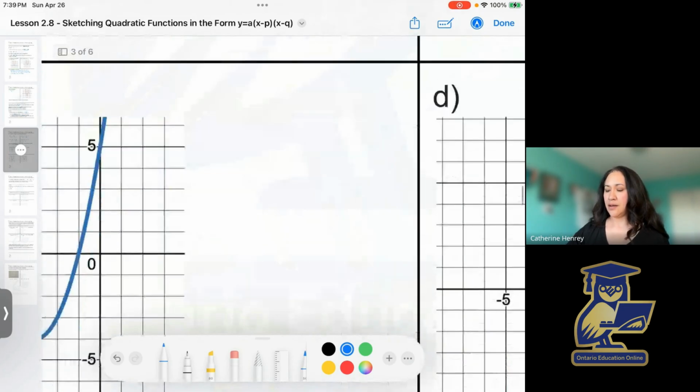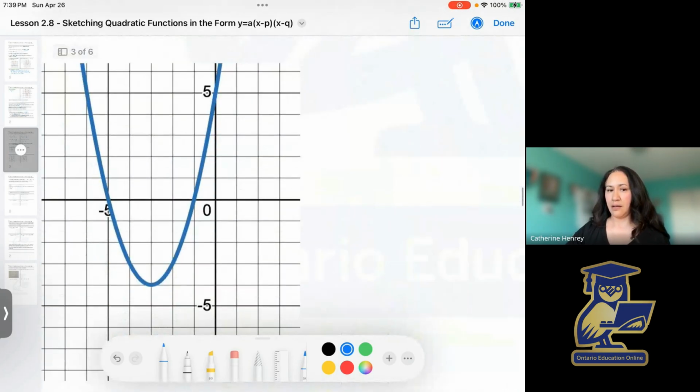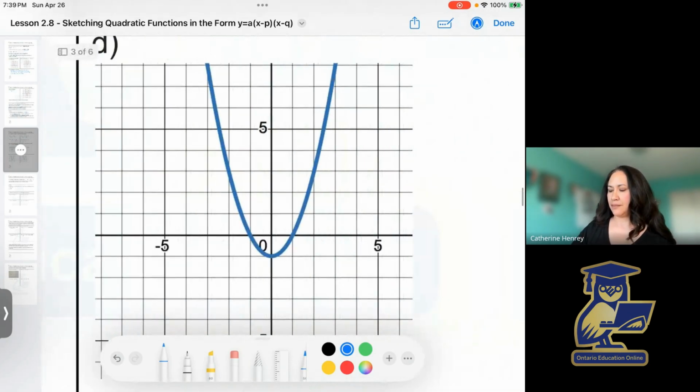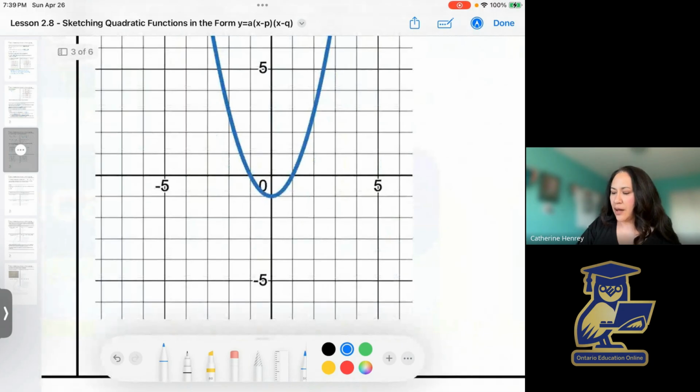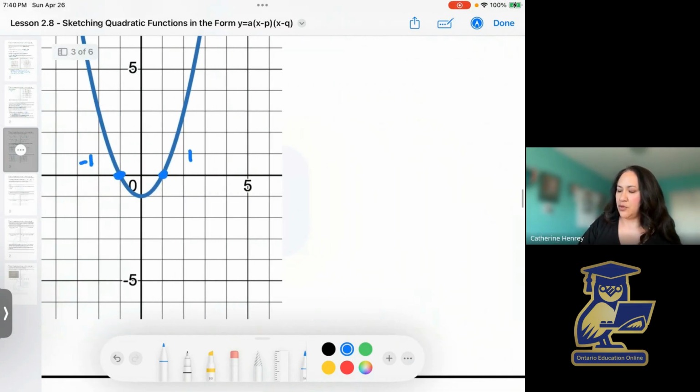Example C. Take a close look. Oh, that looks like it's the same example. Let's go over to D. Here we have an intercept at -1 and 1. So this is 1, this is -1. And so our function would be written as y equals x minus 1 and x plus 1.